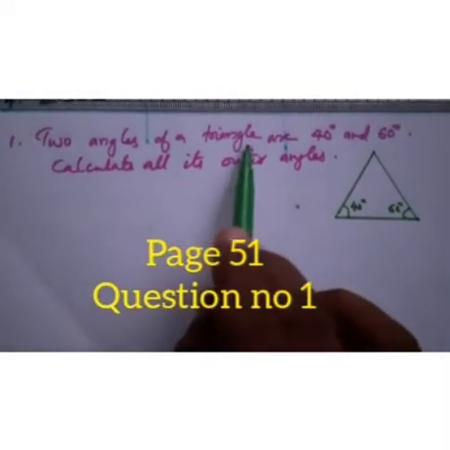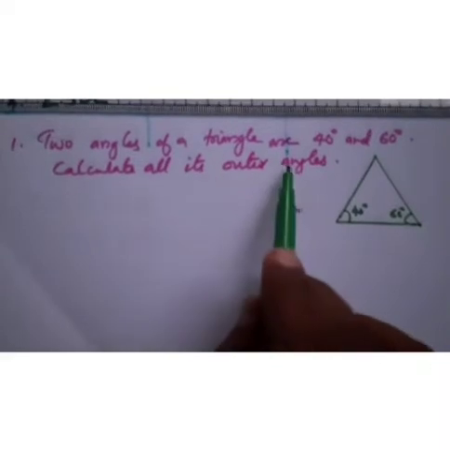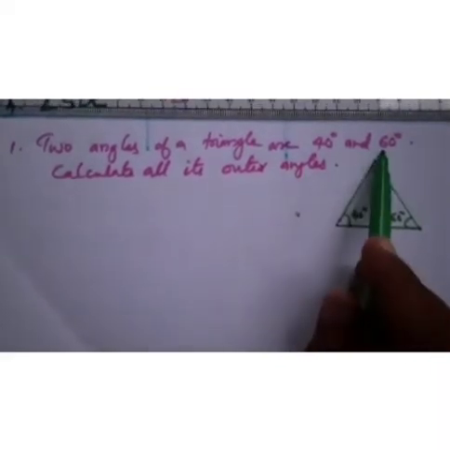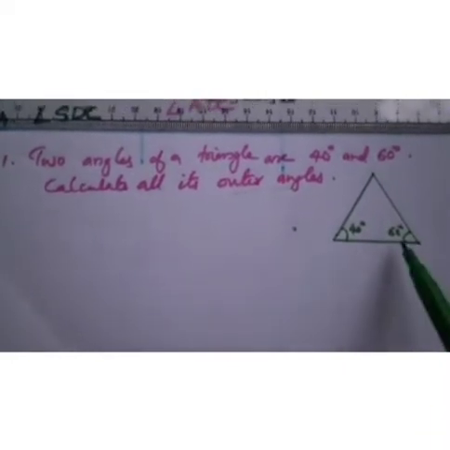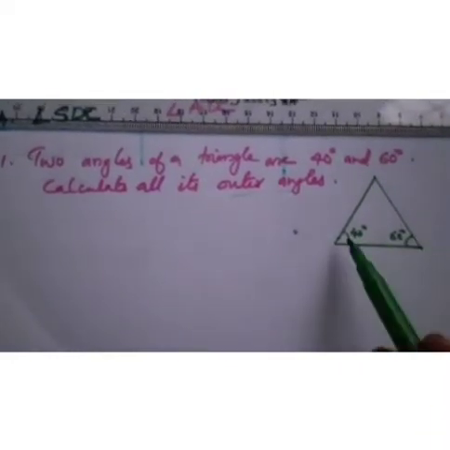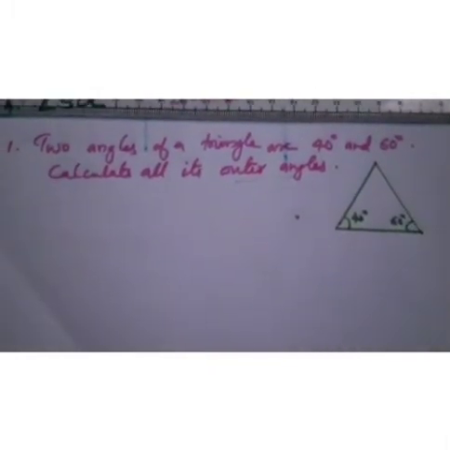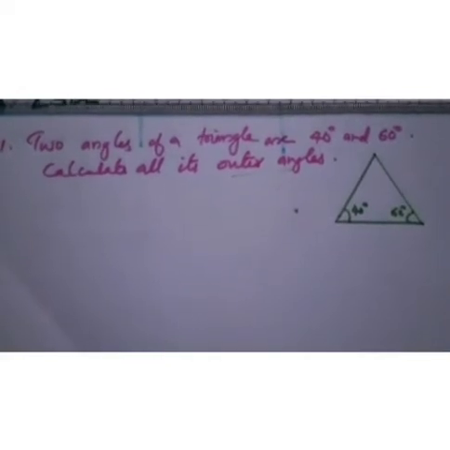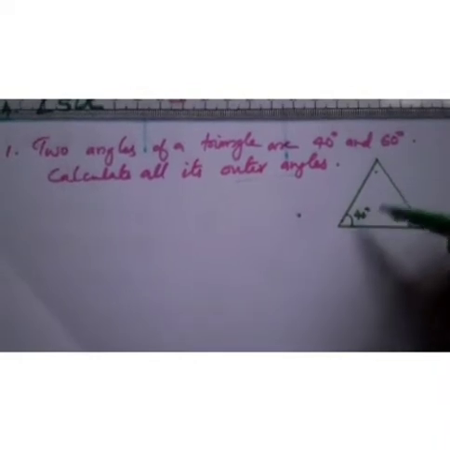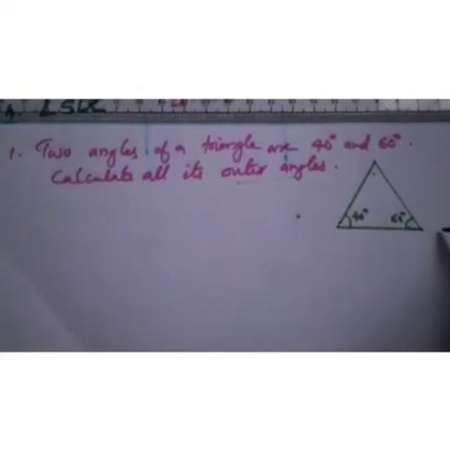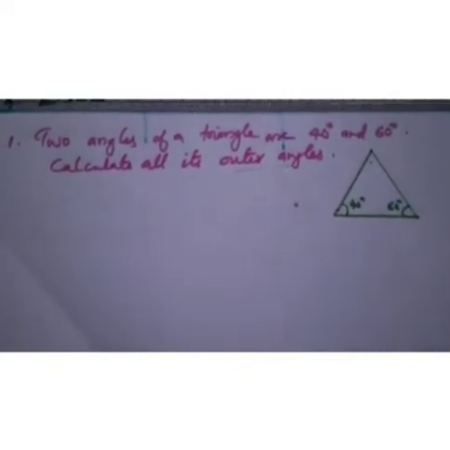Two angles of a triangle are 40 degrees and 60 degrees. Calculate all its outer angles. Two angles are given. You have to find out the outer angle. See the figure. These are the two angles. One is 40 degrees, one is 60. Then you have to find out what? You have to find out the outer angles. So before that, first you have to find out the third angle of a triangle. Then what you have to do? You have to extend these lines and you have to find out the outer angles.